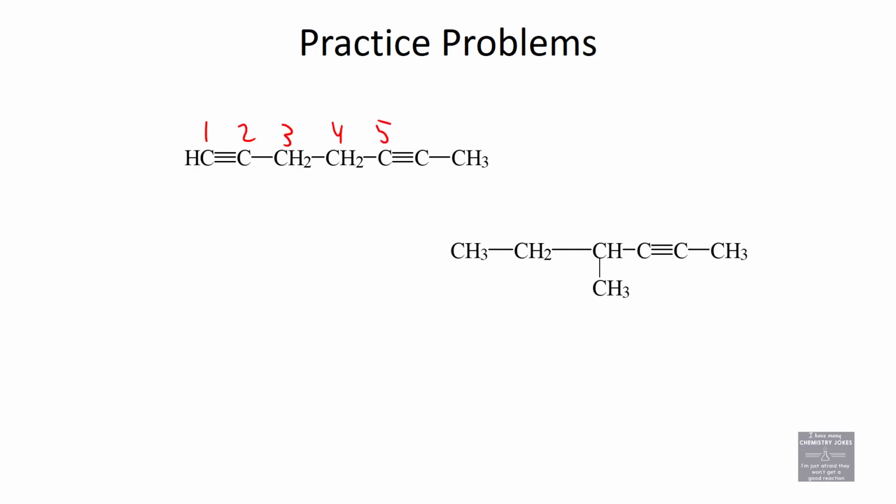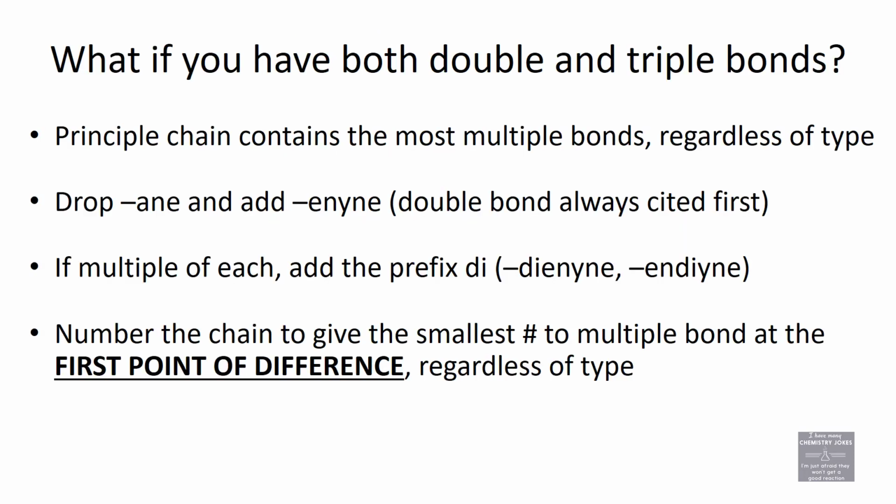1, 2, 3, 4, 5, 6, 7. It's a hept... it's a heptadiene. It's a 1,5-heptadiene. 1, 2, 3, 4, 5, 6. It's a hexyne. It's a 2-hexyne. It's a 4-methyl-2-hexyne. Okay. What if you have alkenes and alkynes?